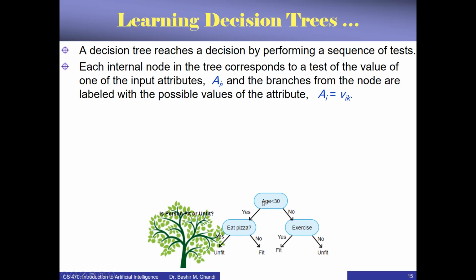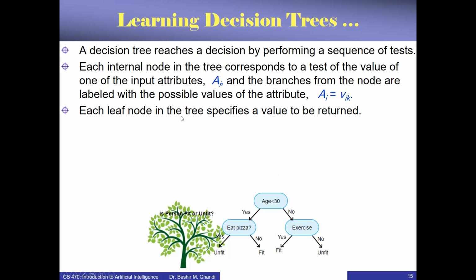Similarly here, even though he is young, if we ask does he eat pizza, and the answer is yes, then the conclusion is he is unfit. Otherwise he is fit. This is basically how decision trees reach their decision, by examining a sequence of attributes in this manner. Now each leaf node in the tree specifies a value to be returned. So the leaf nodes are values of possible output. In this case there are only two outputs, whether the person is fit or unfit.